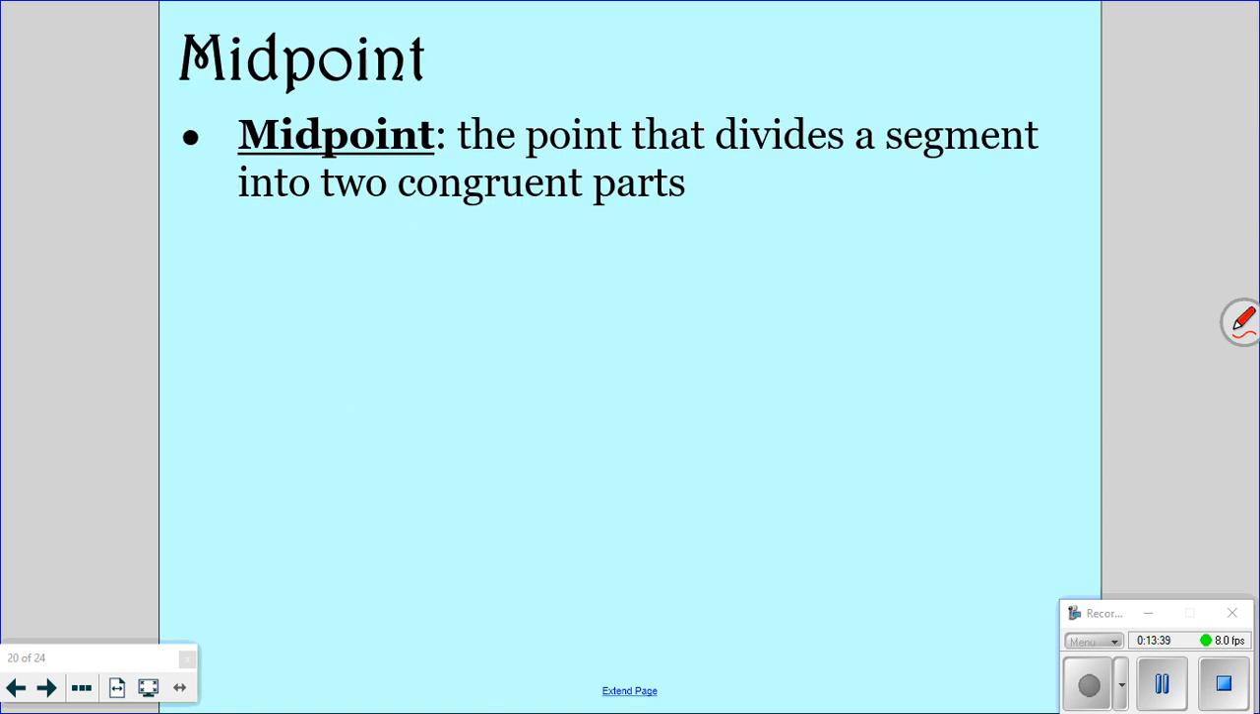Looking at midpoint now. The midpoint is just the point that divides a segment into two congruent parts. It's the halfway point. So if we have this point here and this point here, the midpoint between A and B, if I put it here, it's going to make this part and this part congruent to each other. So meet halfway in between, you're going to meet at the midpoint.